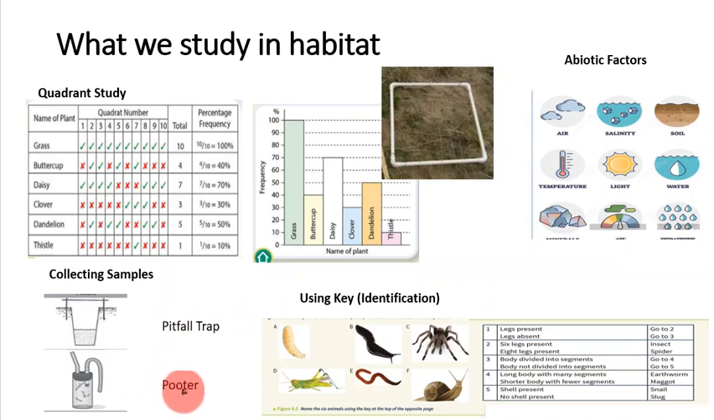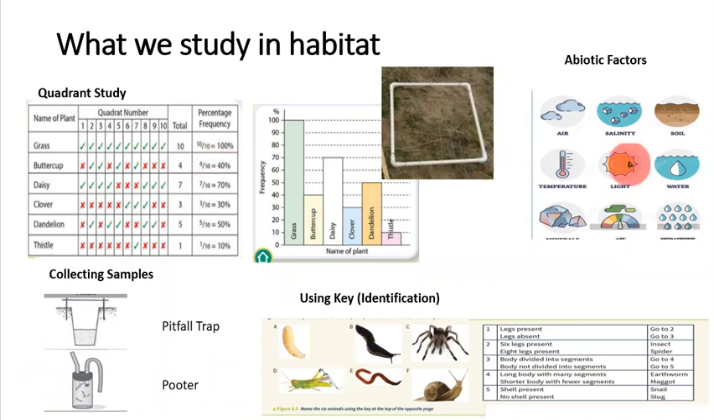Another thing is what's known as a pooter. This is what it looks like here. Essentially you suck air through this container, from one side, and you can use this to suck insects into this container here. That enables you to study the particular organism in more detail.